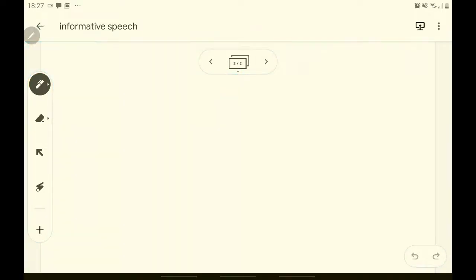Okay, so there are 4 types of informative speech. The first one is descriptive, where in this speech you only describe something. For example, you are talking about someone that you like or your idol or a place, so you just describe that thing or the place.